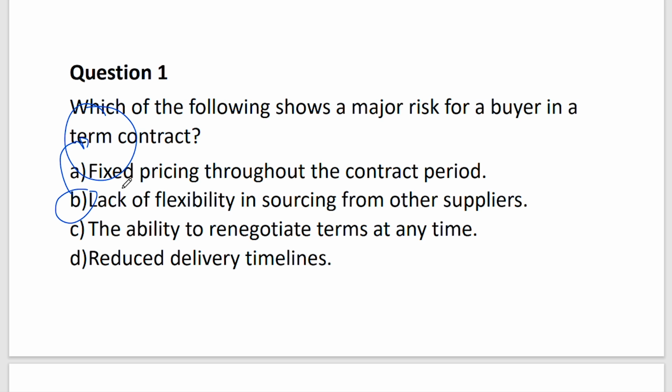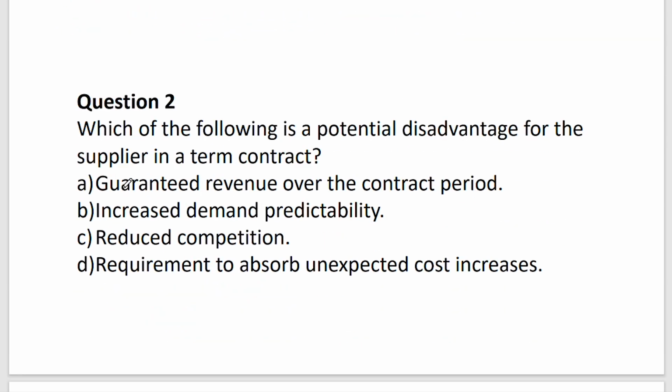You can't really, then that makes it a breach of a contract unless the contract is over. Which of the following is a potential disadvantage for the supplier in a term contract? Guaranteed revenue over the contract period. How is that a disadvantage?